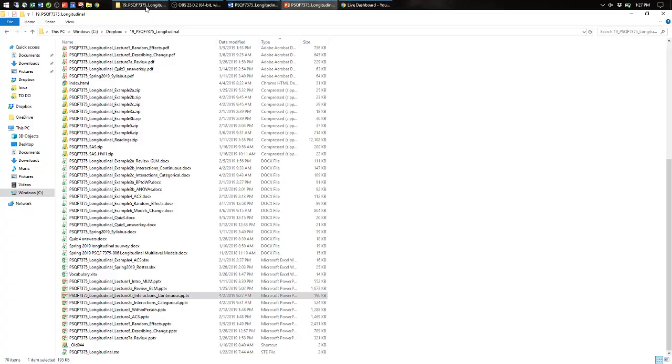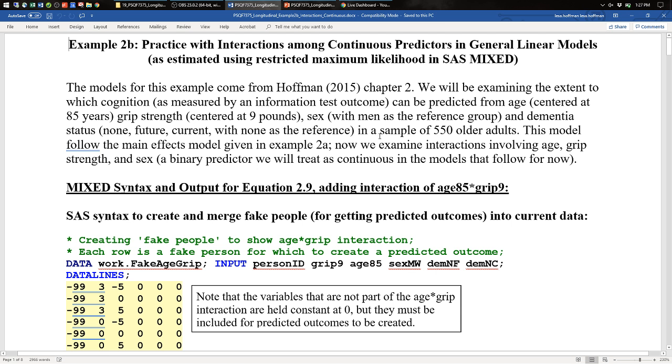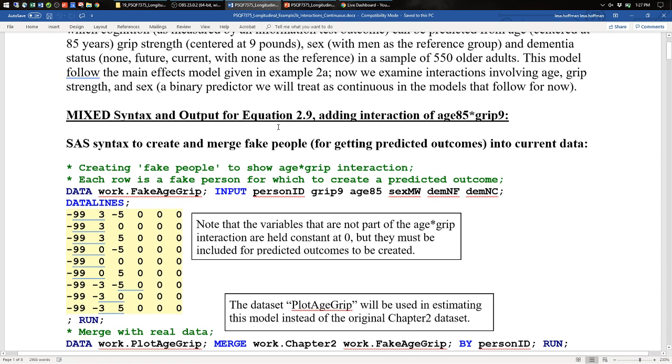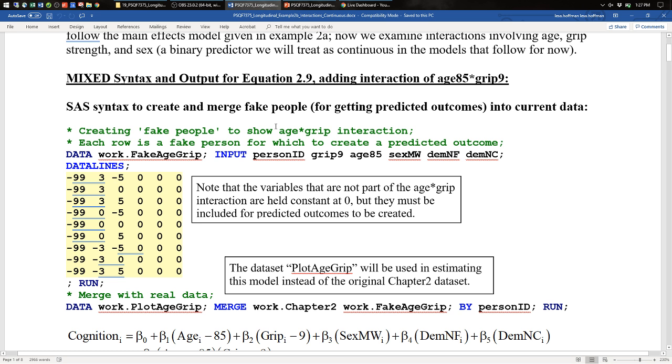So let's look at an example before going on. And we'll start with just an interaction of two continuous variables, and then we'll add some more complexity. So this is example 2b. I'm using proc mixed, but this is just a regression model. I am starting by inputting fake cases into my data set. This is a trick that you can use to help you make plots more quickly to get predicted values. So these are people whose predictor values I'm going to want to have as references in a plot later on. I'm going to add these fake people to my data set.